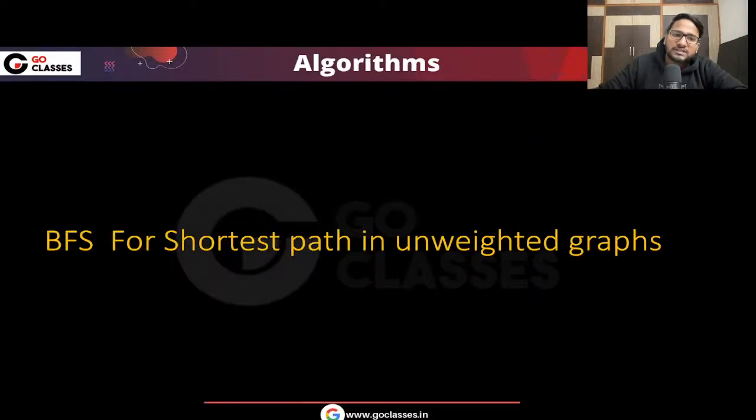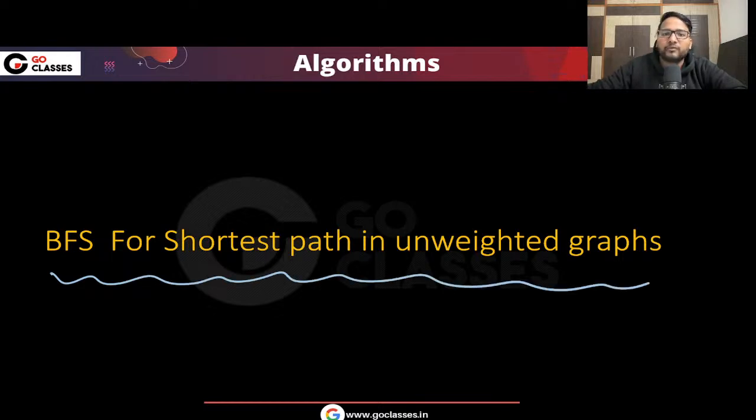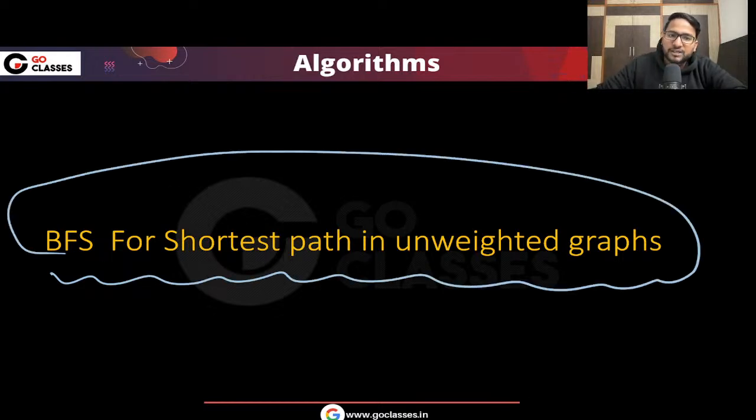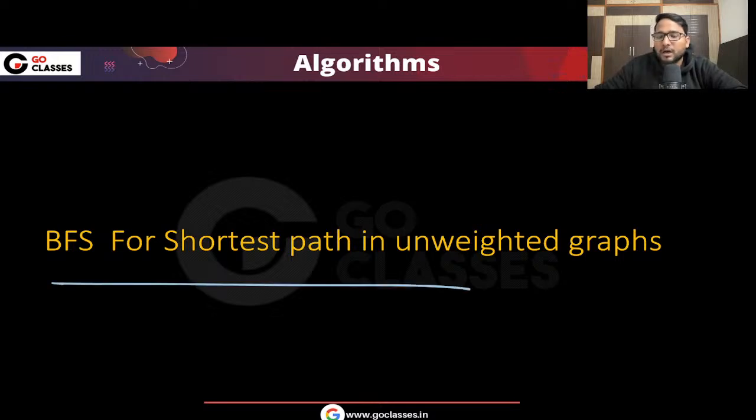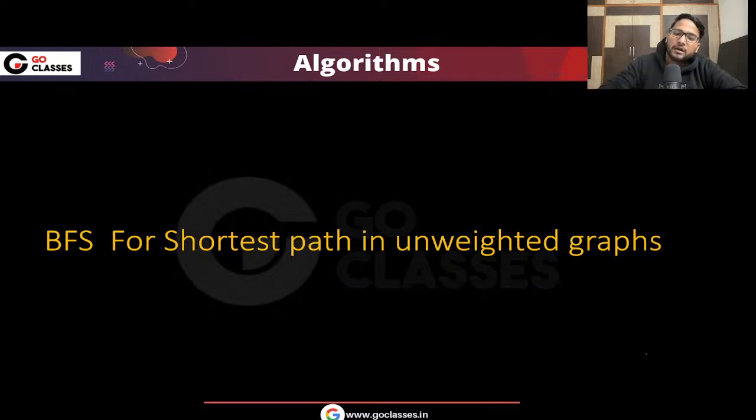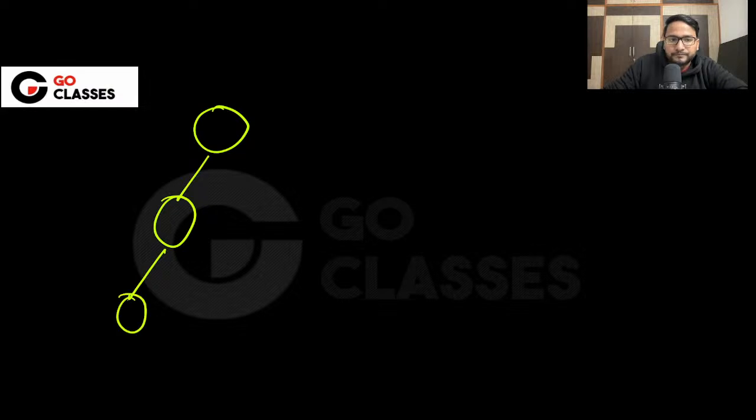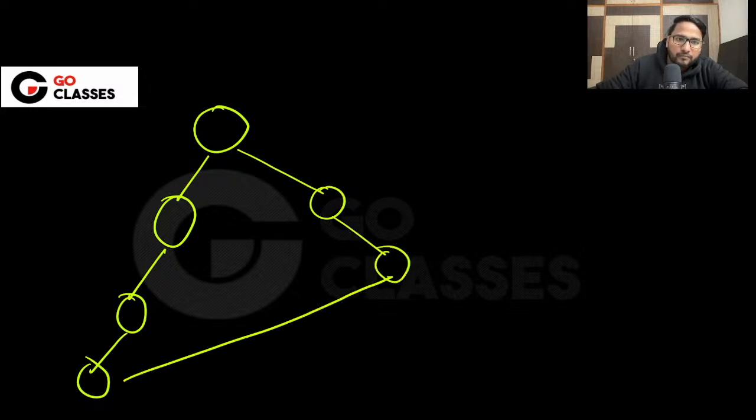Okay. Now let's see BFS for the shortest path in an unweighted graph. So we will now see how BFS works for the shortest path, I mean, as a shortest path for the unweighted graph. For example, let's consider one example here. Suppose you have some unweighted graph. Okay. Let's suppose this is A, this is B, this is C, this is D, this is E, this is F.